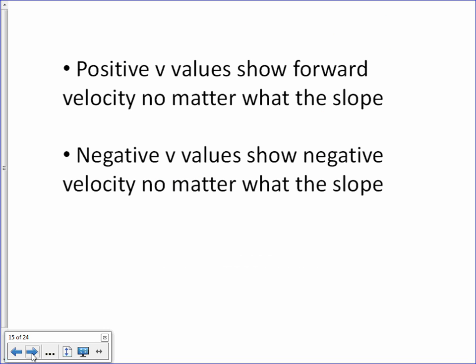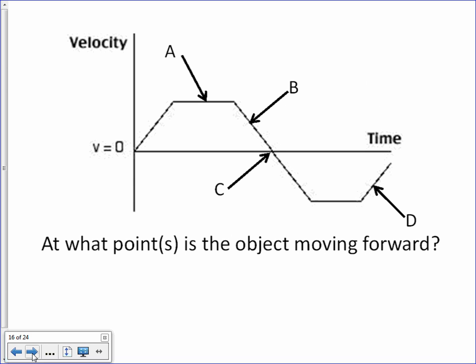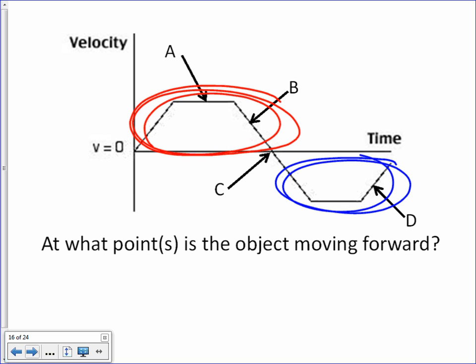So positive velocity values always show forward velocity, no matter what the slope. Negative velocity values show negative velocity, no matter what the slope. So where are we moving forward? Remember, positive velocity means we're moving forward. So here, we're moving forward. Here, we're moving backwards. So anywhere we're above the velocity time, we're above that zero axis, we're moving forward.